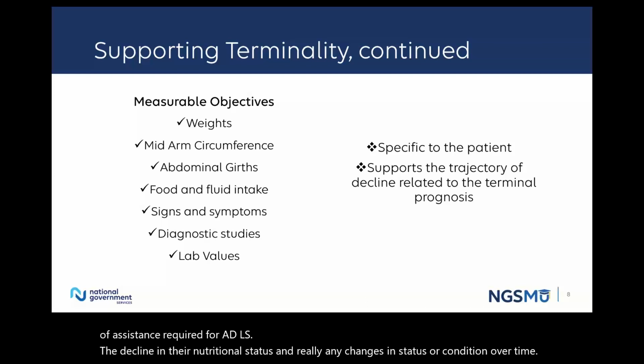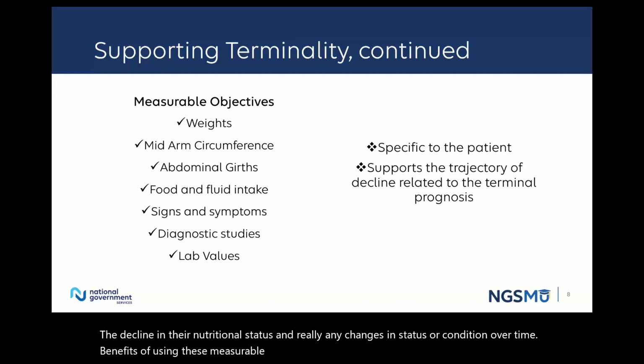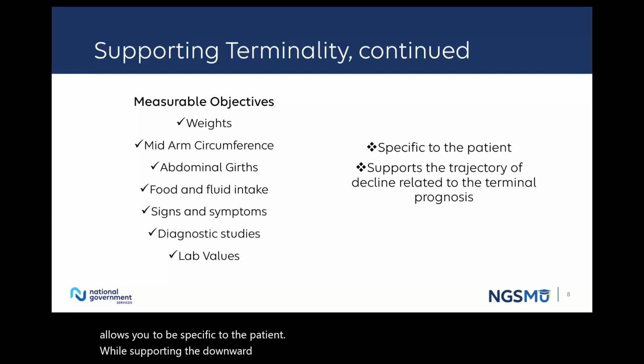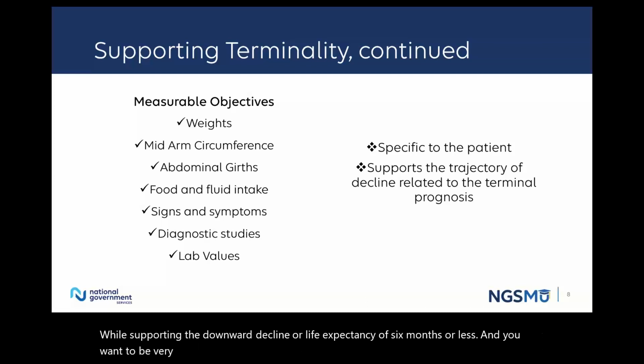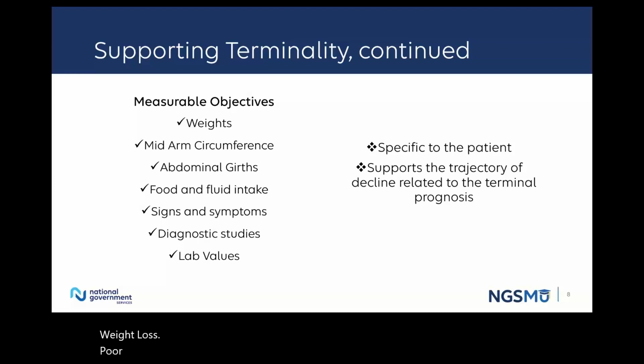Benefits of using these measurable objectives and documentation to support terminality allows you to be specific to the patient while supporting the downward decline or life expectancy of 6 months or less. And you want to be very descriptive. So document with evidence such as the whats: dyspnea, cachexic, weight loss, poor appetite, fragile, weaker, and the hows, as evidenced by, fully describe what you're seeing.